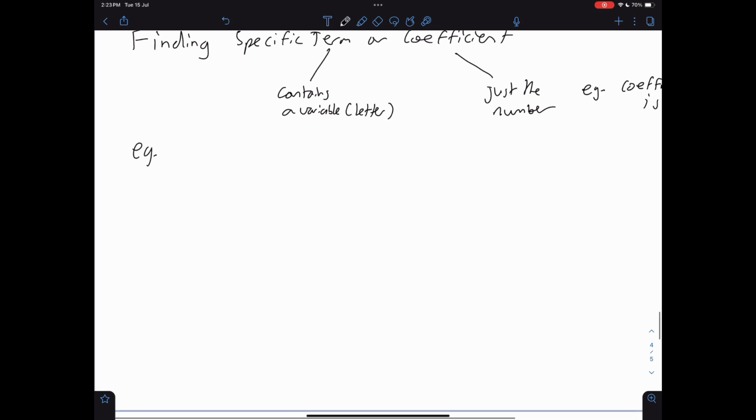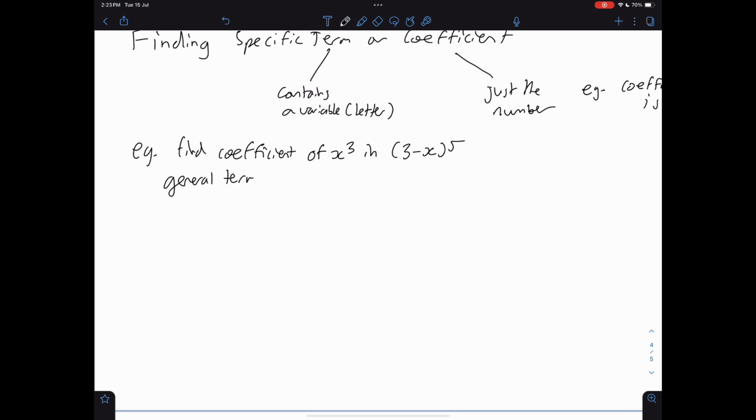Here's an example. Find the coefficient of x cubed in the expansion of (3 minus x) to the power of 5. So we can say that our general term is n choose k times a to the power of n minus k times b to the power of k.